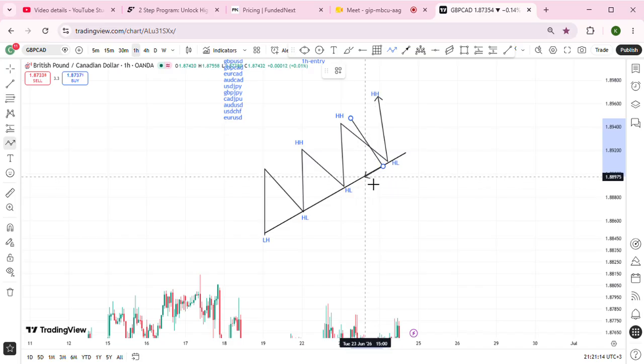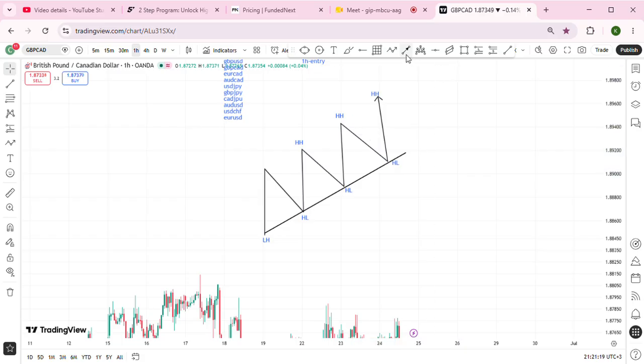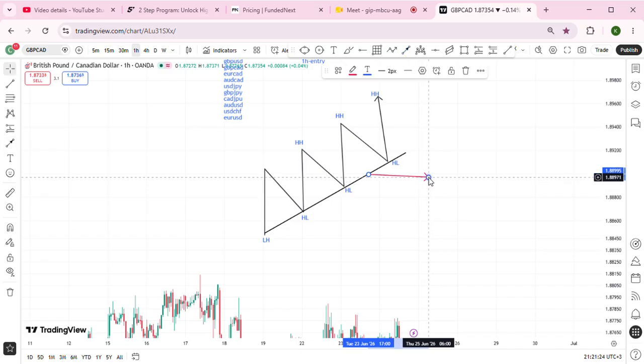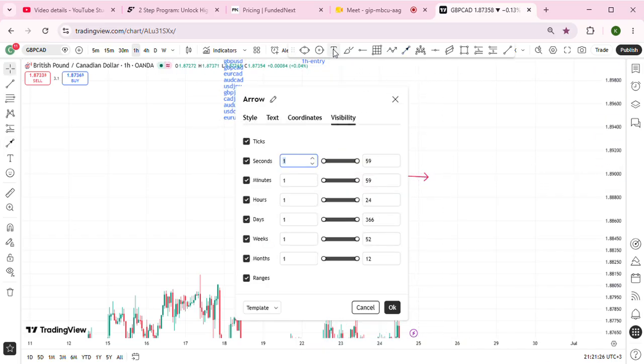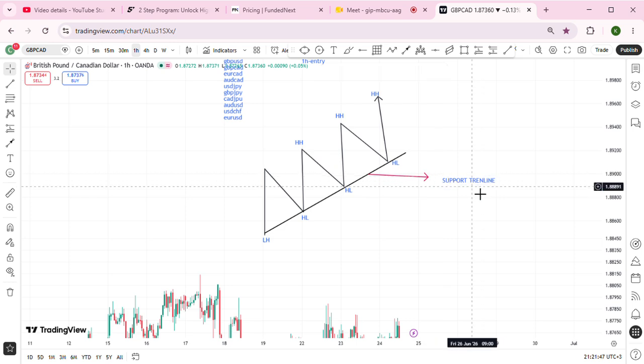So since this is a trend line, we will call it now a support trend line. Remember, I told you we are not going to be using trend lines for entries, but we are going to be using them mostly for showing us the market direction, spotting liquidity. So this is a support trend line. That is it.